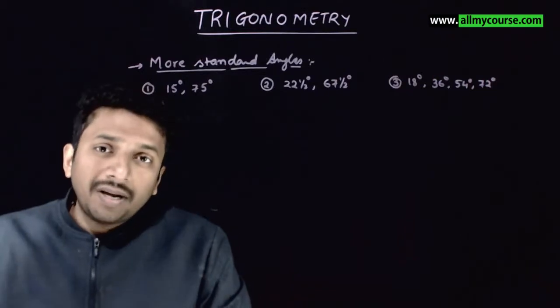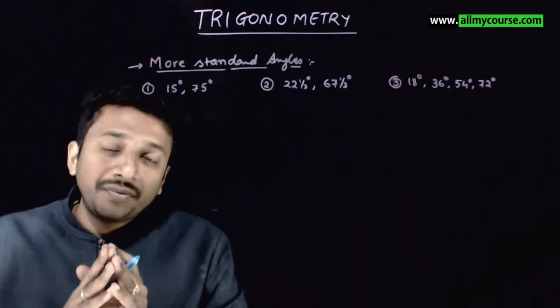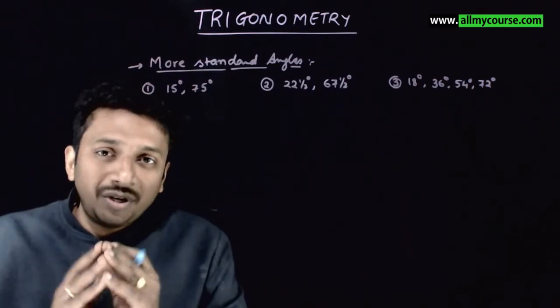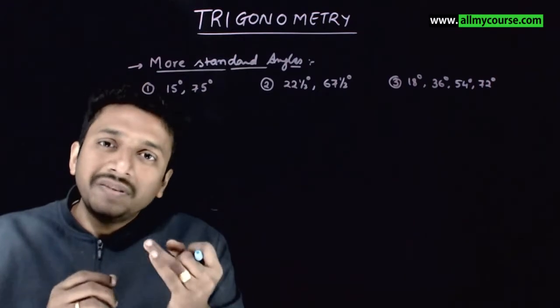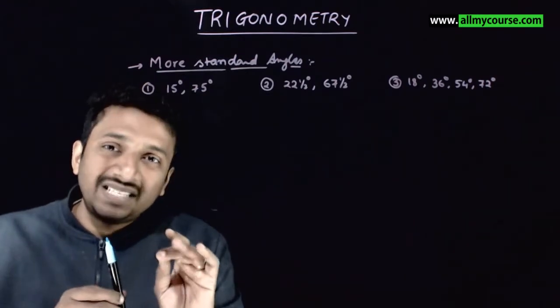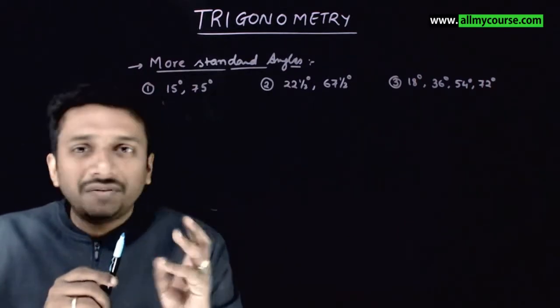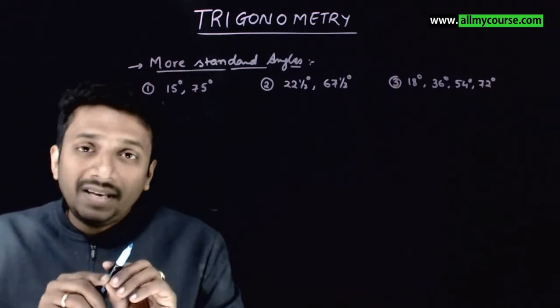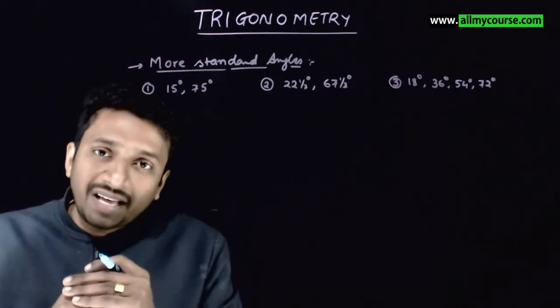So in this topic, let us look at the trigonometric ratios for most standard angles. We have already studied the trigonometric function values for 0, 30, 45, 60 and 90 degrees, and for all the allied positions of these angles. Next, in this topic, we'll look at three sets of standard angles.